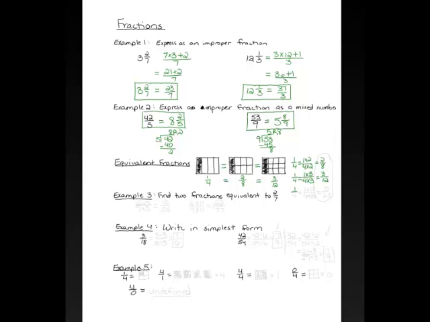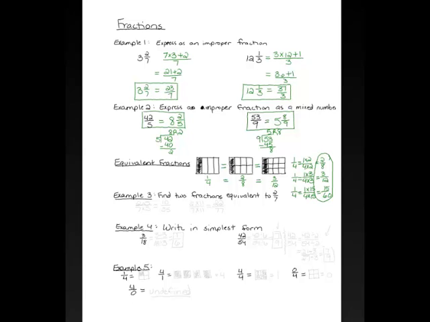Now this will work with any number you want to multiply by, any number except 0. So let's just pick something a little bit larger. We have 1/4 is equal to, how about 15? We have 1 times 15 in the numerator, 4 times 15 in the denominator. Multiplying, we have 1 times 15 is 15, 4 times 15 is 60. All three of these are equivalent fractions. They represent the same value, the same number.